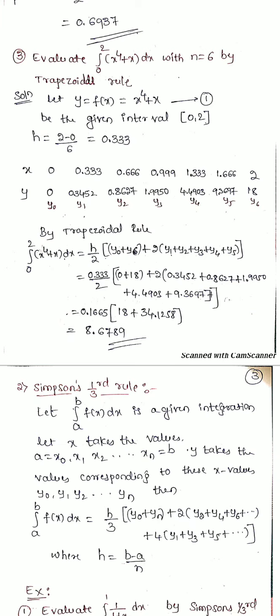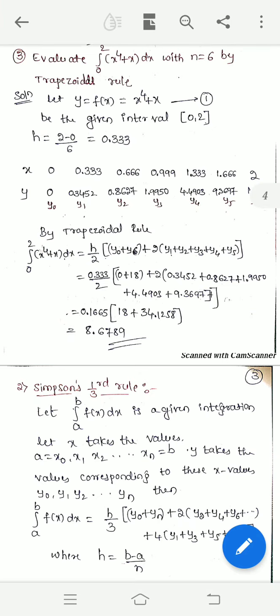Okay, the x values are given by 0, and each interval difference will be 0.333. Therefore, if x equals 0, 0.333, next 0.666, 0.999, it is 1.3333, then 1.6666, and lastly we get 1.999, which is approximately equal to 2, so we can write here 2.